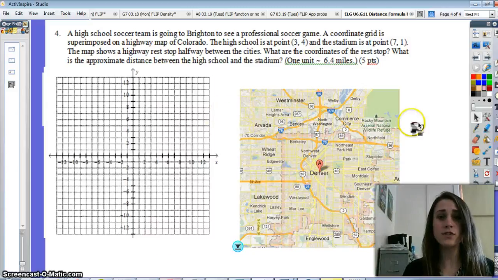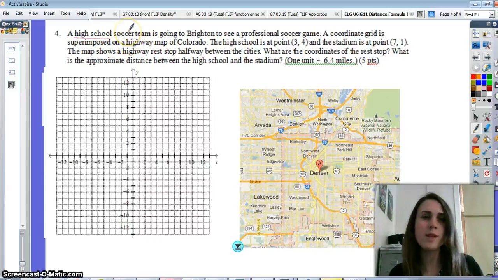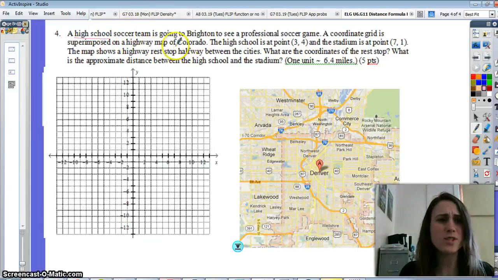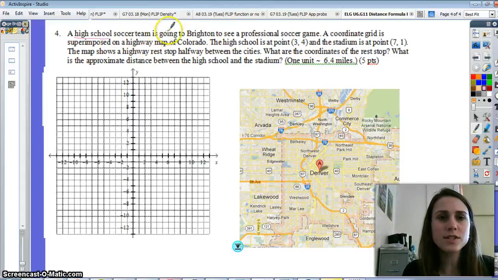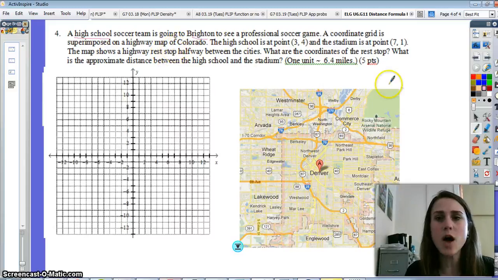Okay, question number 4 is so cool and so related to your life because it's talking about a high school soccer team. You might not play soccer, but you know that Vikings have like the best soccer team around. We're talking about Colorado. We're talking about all this stuff related to your lives. So we have a high school soccer team going to Brighton to see a professional soccer game. A coordinate grid is superimposed on a highway map of Colorado.